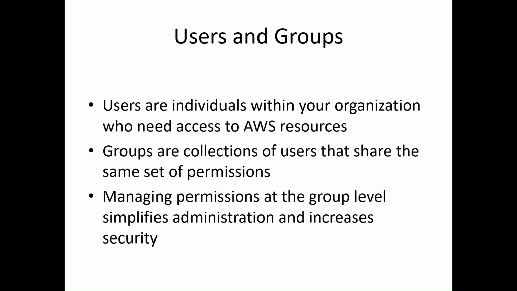So users and groups are nothing but, users are individuals within your organization who need access to the AWS resources. Groups are a collection of users that share the same set of permissions. For simplification purposes, we use groups and users. We will learn more about users and groups in the coming slide with a diagrammatic representation.